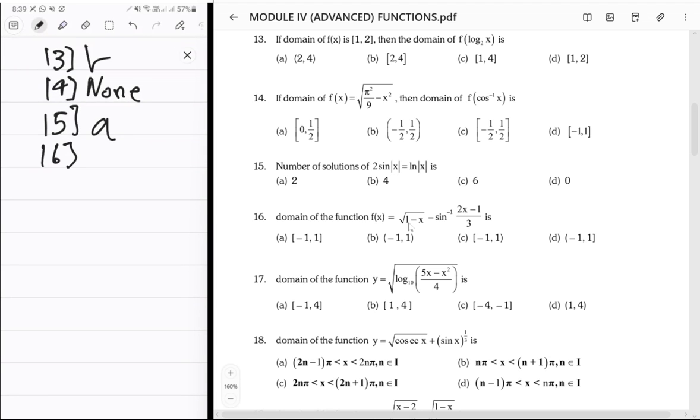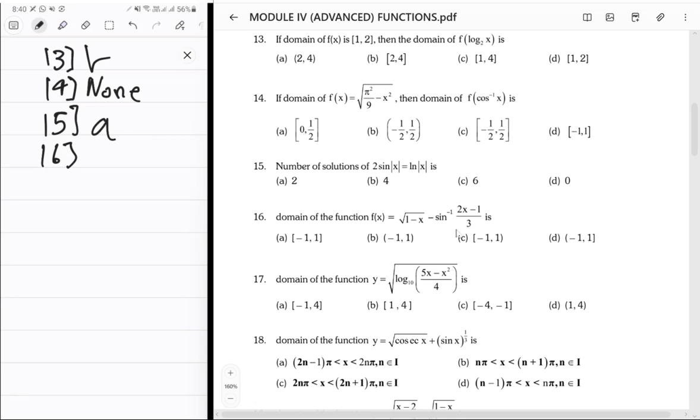Domain of the function square root of... This is defined whenever x is not equal to 1. Of course, so x is not equal to 1. That's everywhere. Okay, what about this guy?